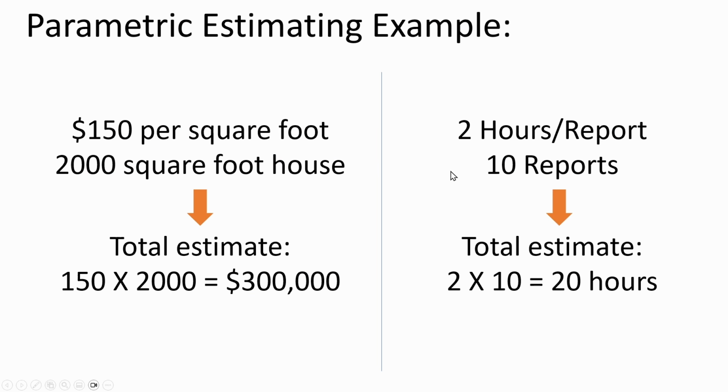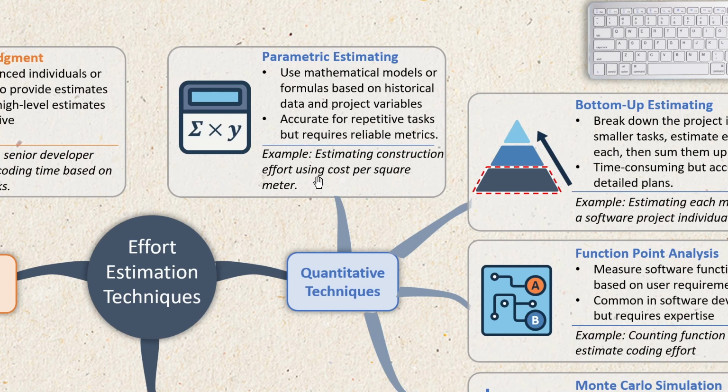An example could be a builder estimates $150 per square foot for a 2,000 square foot house. Another example could be if one report takes 2 hours to write and 10 reports are needed. Of course, the estimate is going to be 2 multiplied by 10 to give us 20 hours. It's relatively straightforward, but we do need to quantify our metrics for reliability.